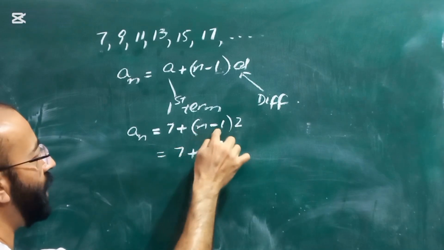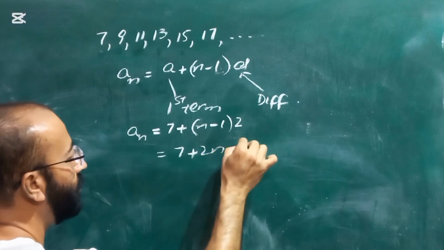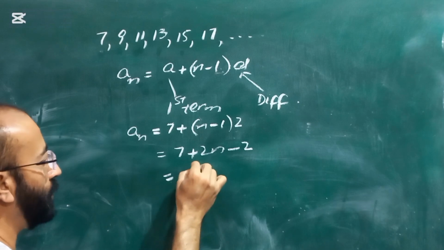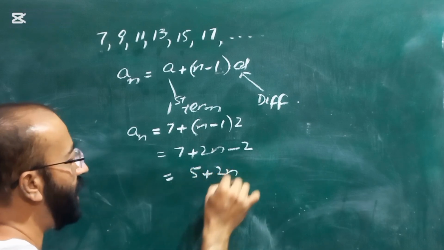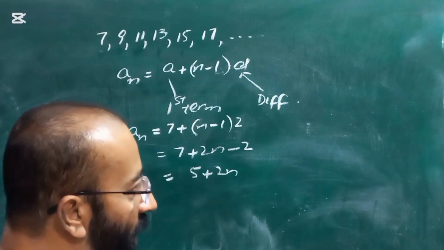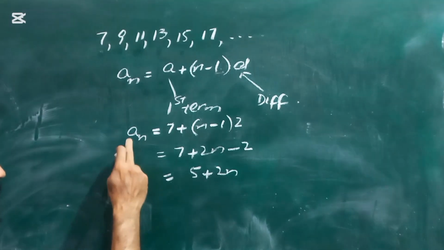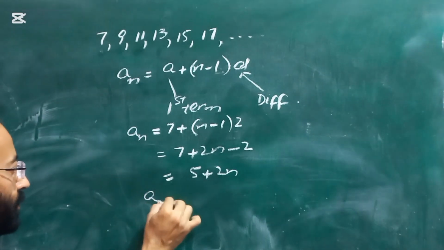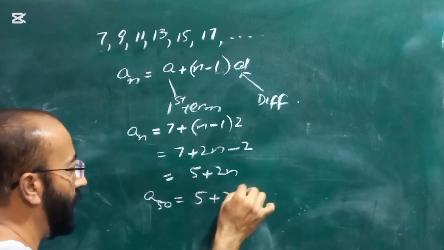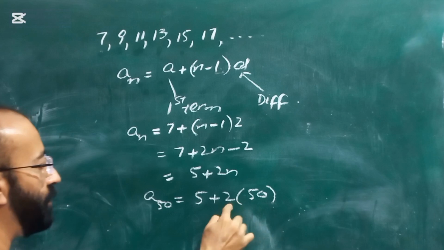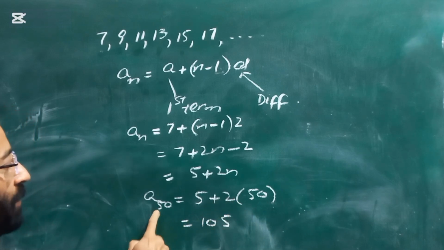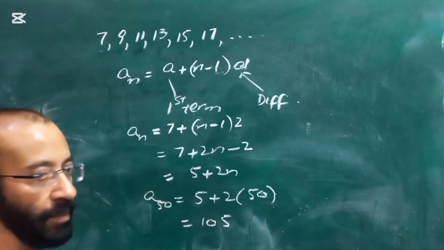So 7 plus 2n minus 2. Further, 7 minus 2 is 5, plus 2n. So this is the formula for the nth term of this question. The next requirement is to find the 50th term. So A50 will be equal to, now put 50 in place of n. So 5 plus 2 into 50. 2 fifties are 100, plus 5, 105. So this is the 50th term in this number sequence.